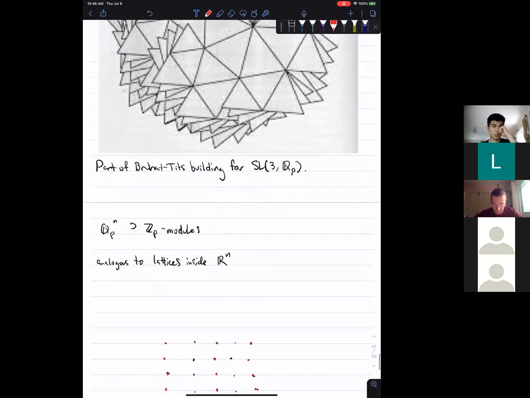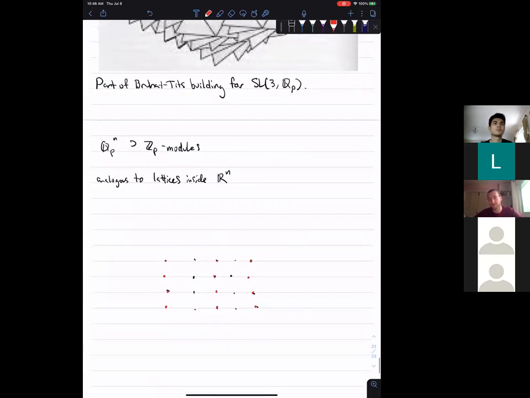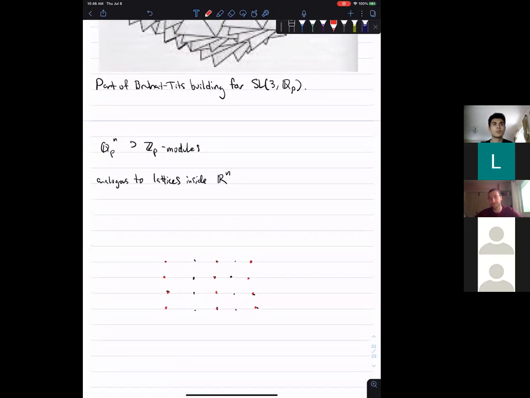I don't know if that made any sense, but to really understand it, you kind of have to understand how the p-adic numbers work, which I didn't really explain.